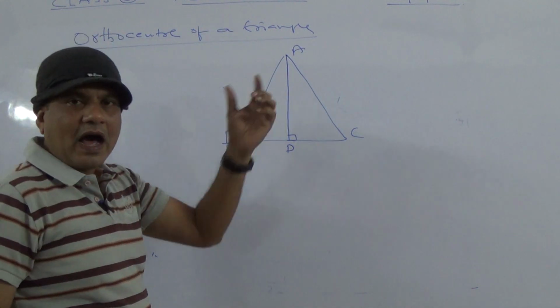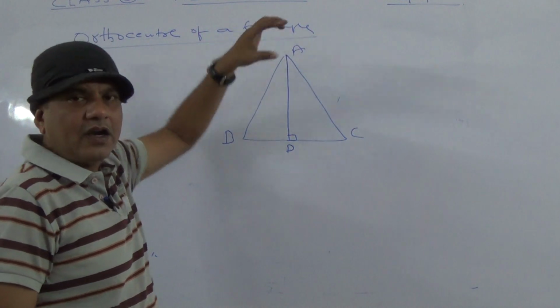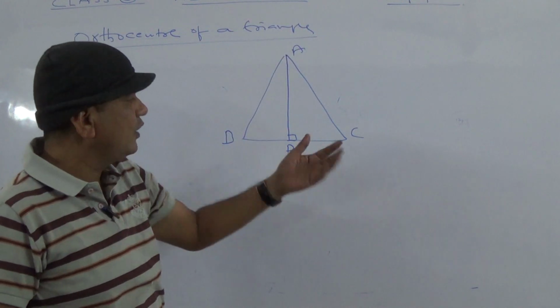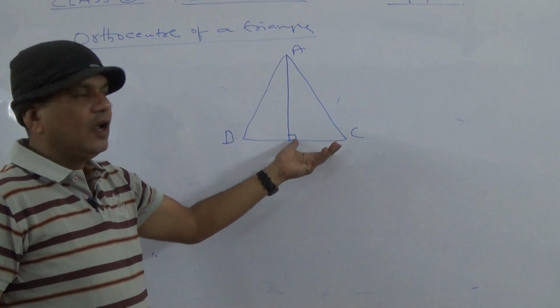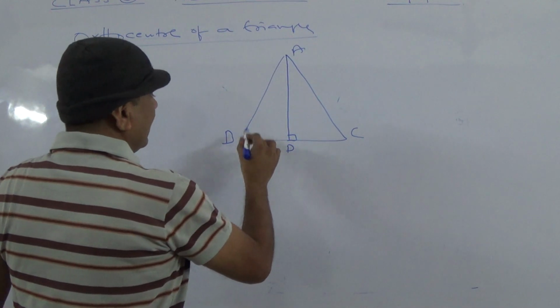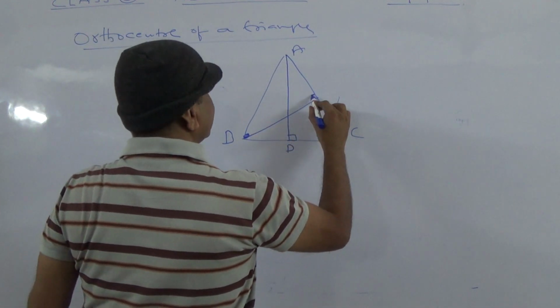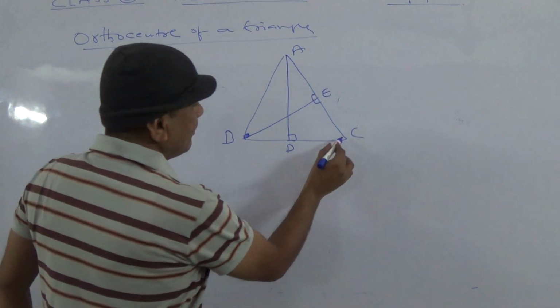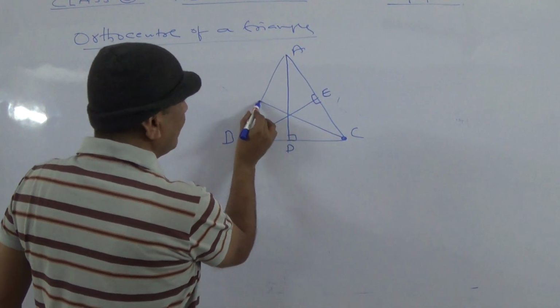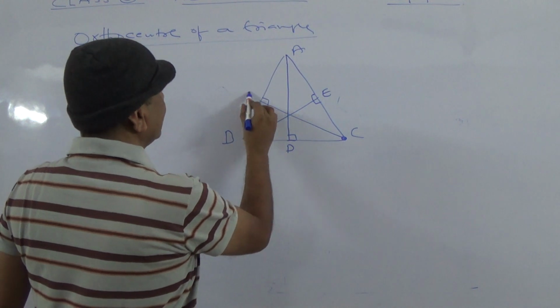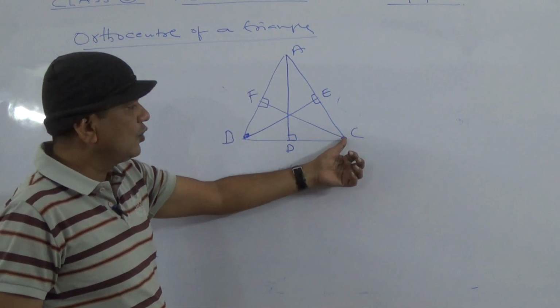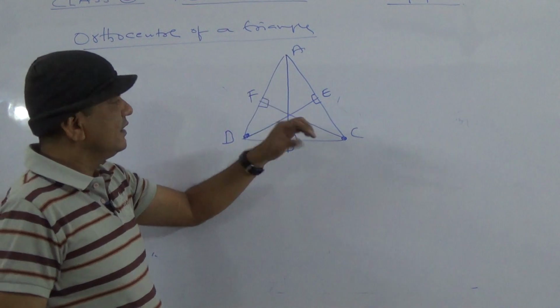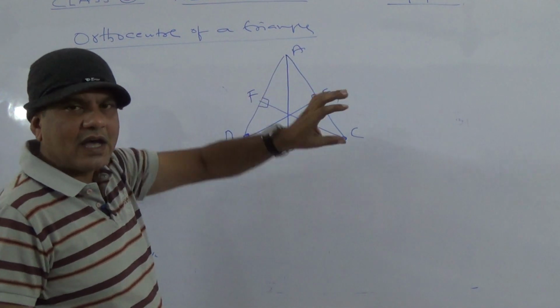This is called the altitude through A. Altitude means perpendicular to the opposite side. Now the perpendicular drawn from vertex B to the opposite side is called the altitude through B. Now draw the perpendicular from vertex C to the opposite side. This is the altitude through C. These three altitudes are concurrent.